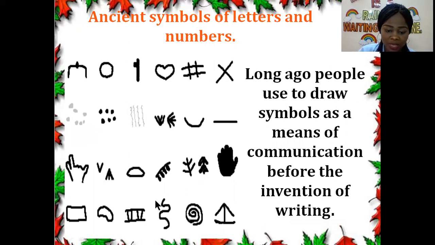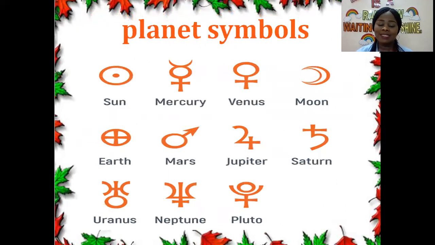They use this drawing as a symbol to represent something, okay? So these symbols were used in the past to communicate. They were all used in the past to communicate before the invention of writing, okay? Very well. Now let's take a look at the symbols.